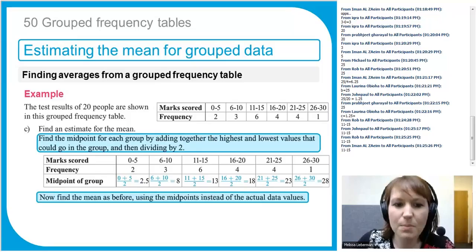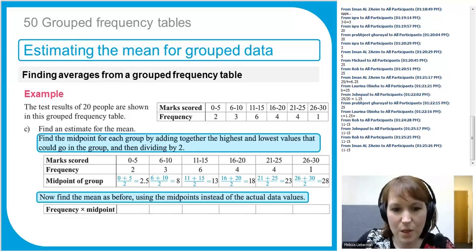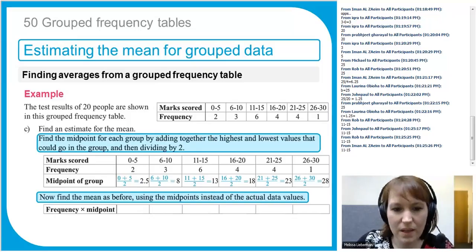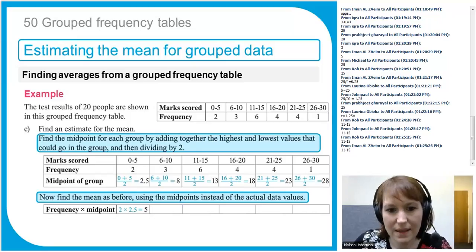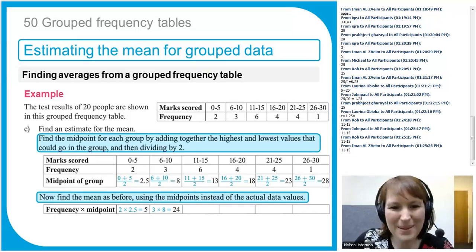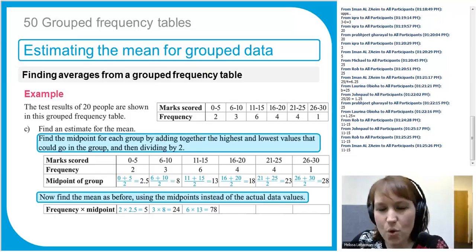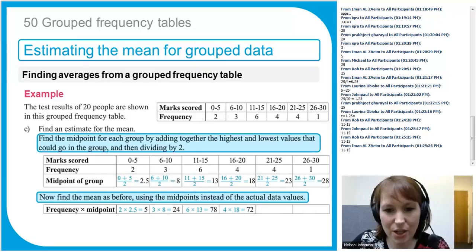So we're going to multiply the midpoint by the frequency. So frequency times midpoint, put another row onto your table. 2 times 2.5 is 5. 3 times 8, and we put that in there. 3 times 8 is 24. 6 times 13, put that in there. This is where you're going to need your calculator, perhaps. Maybe you could do that in your head, but I would probably be reaching for my calculator by this point. 78. 4 times 18 is 72. 4 times 23 is 92.